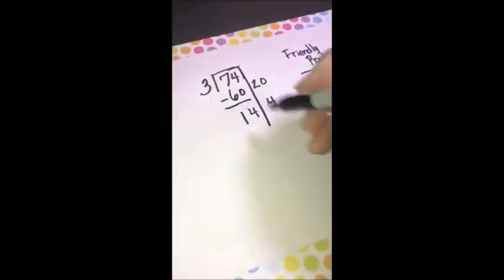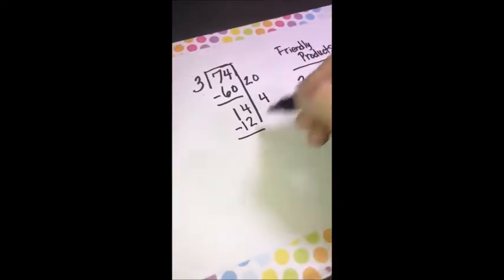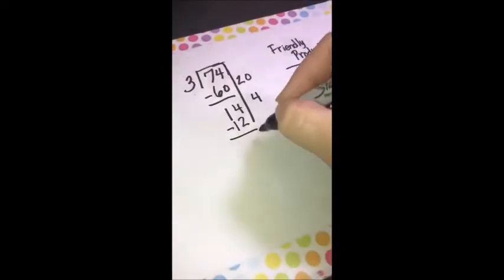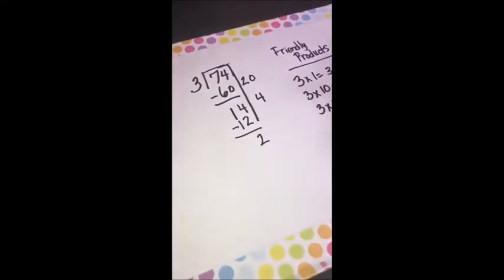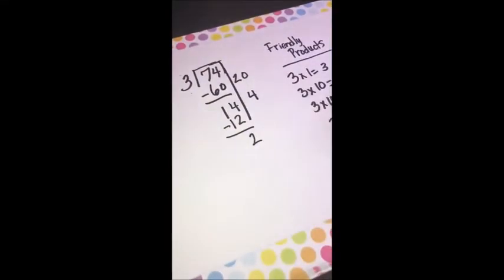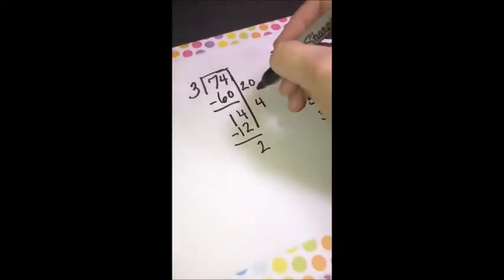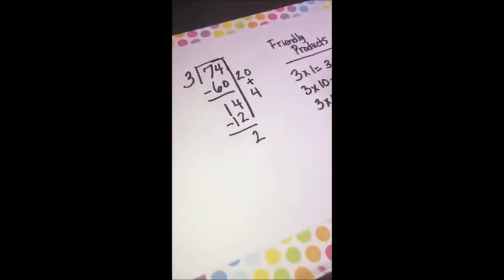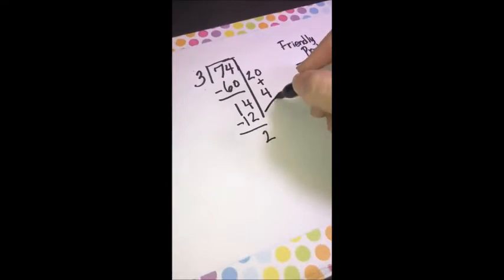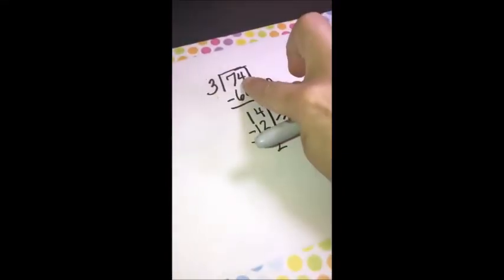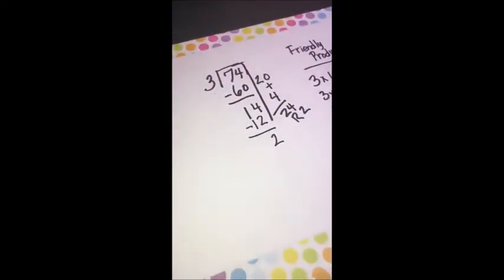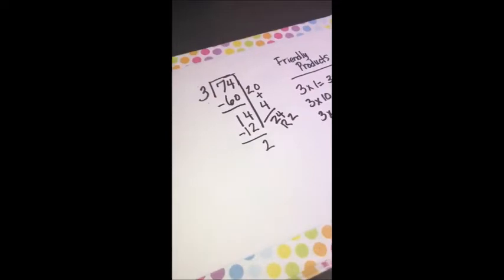And 4 times 3 is 12. So I'm going to take the 12 away. And I'm going to end up with 2, which is less than 3. So I know that now 2 is my remainder. So it will become 24 remainder 2. So if I take 74 and I divide it by 3, there will be 24 in each group with 2 left over.